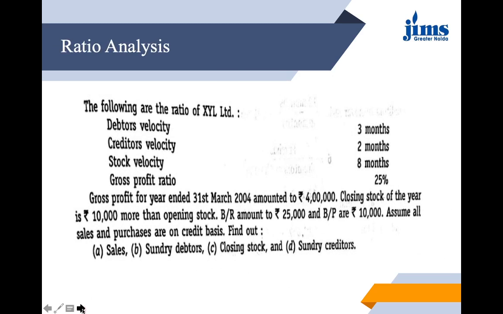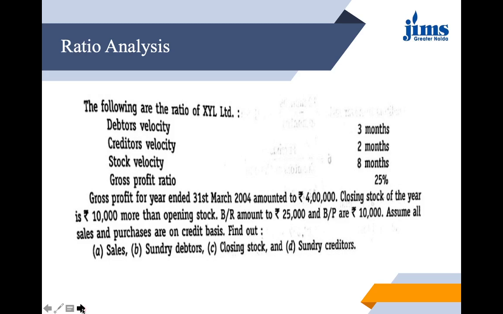Then we have another question where debtors velocity, means debtors turnover ratio or the period is given to you. Creditors velocity, stock velocity is also given. GPR, that is gross profit ratio, is given as 25%. They are saying that the gross profit for the year ended 31st March 2004 amounted to rupees 4 lakh. Closing stock of that particular year is 10,000 more than the opening stock.